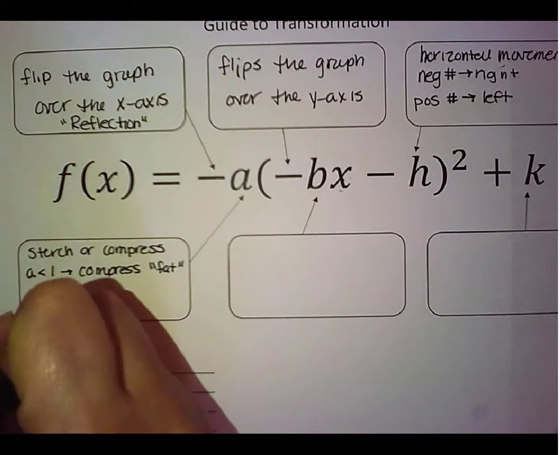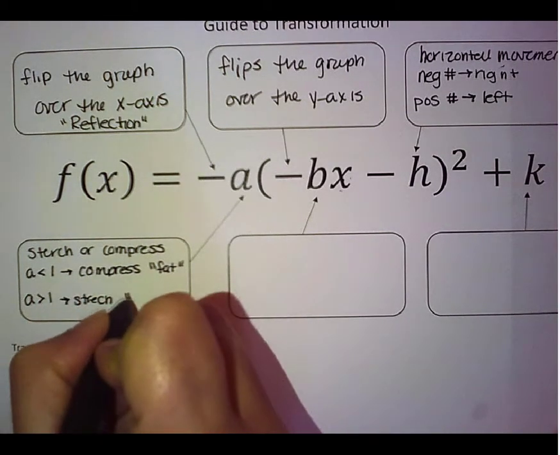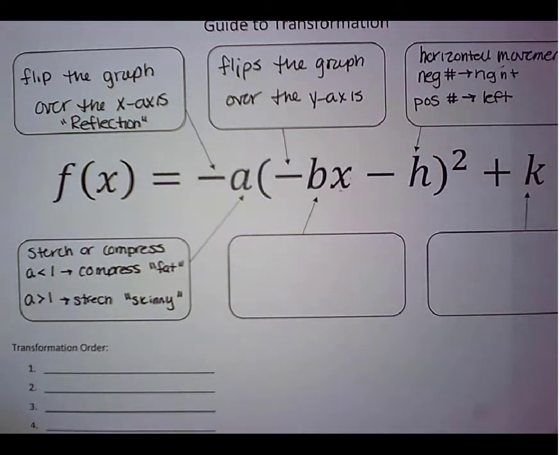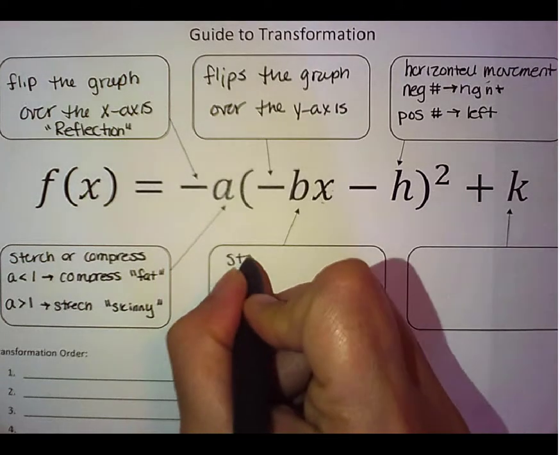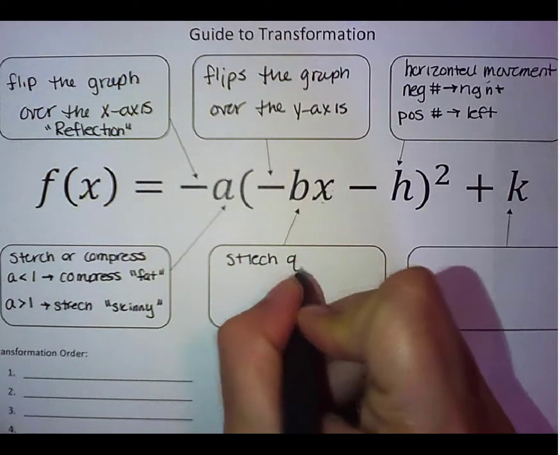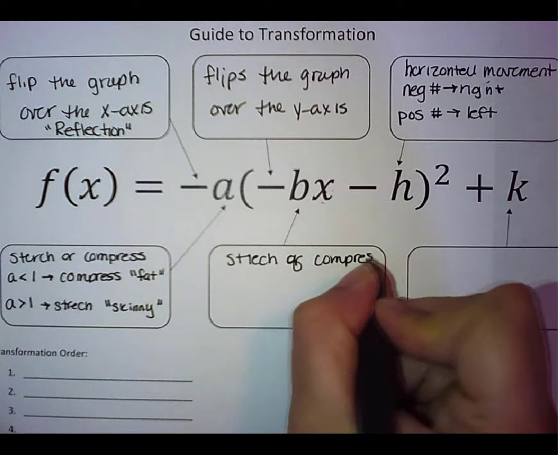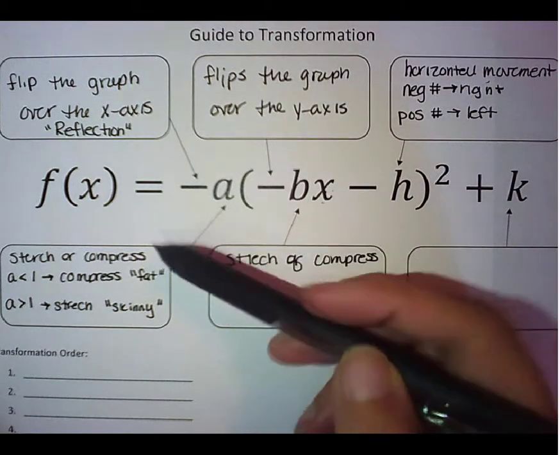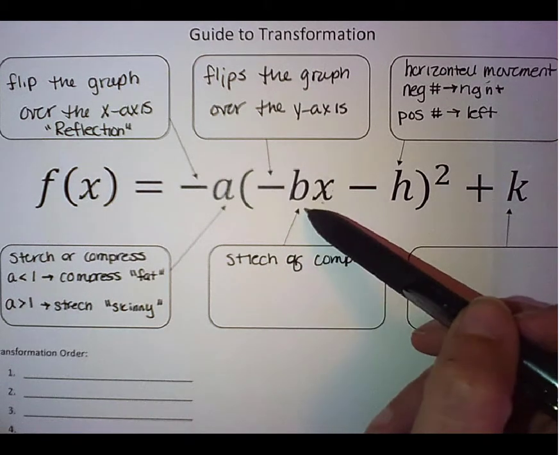If a is greater than 1, this is actually stretching your graph, and I like to say that this makes it skinny. Think about a rubber band, when you pull a rubber band and how it makes it skinnier. This b on the inside is also a stretch or compress. I don't want you to worry more about it than that. We're really not going to deal with stretching or compressing as far as this one is concerned, but that is what that number does.